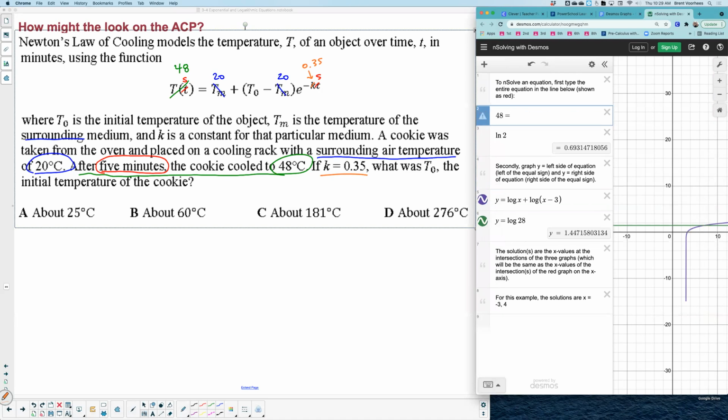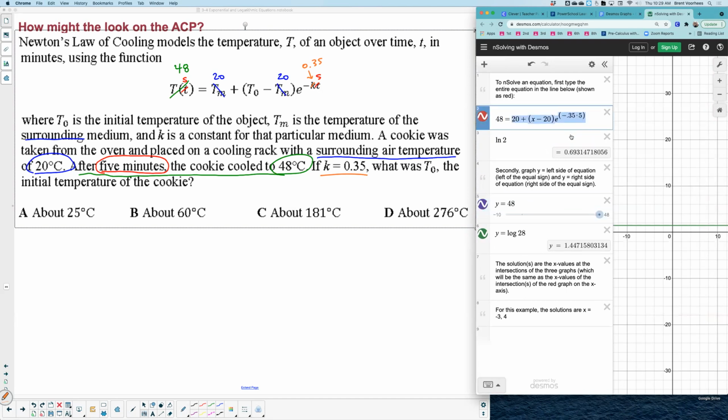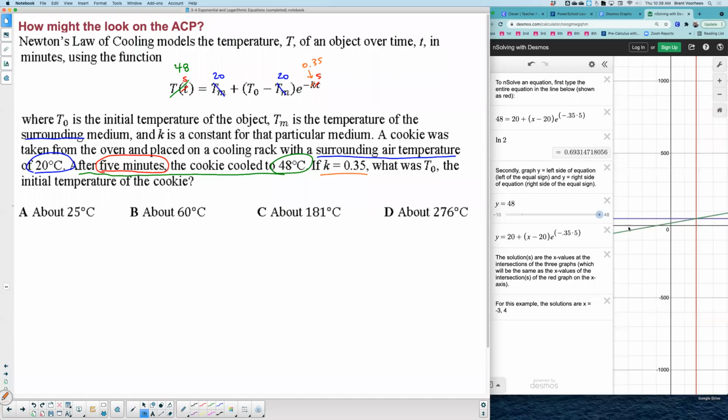So 48 equals 20 plus, I'm just going to do an X minus 20 times e to the power of, I'll do a parenthesis here. There's a negative, don't miss the negative. 0.35 times 5. And when I copy the left and copy the right, I should get my answer. And once you zoom out like I have, you'll see the intersection right there for your solution. But I will let you do that on your own to find out what is the answer to this ACP question.